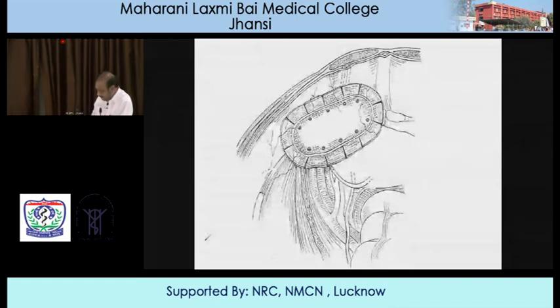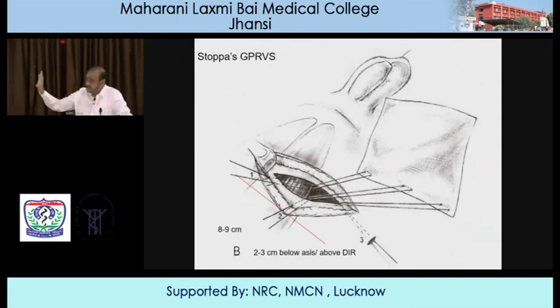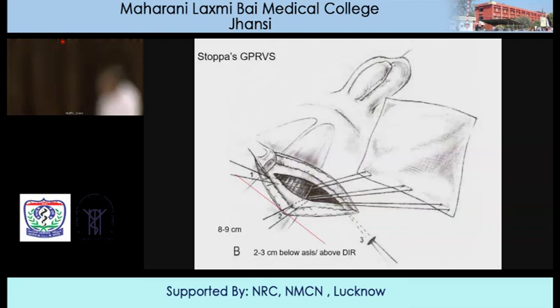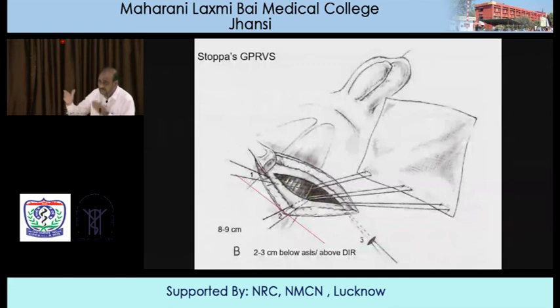Or you can have another repair, and this is basically the Stoppa repair. Now this Stoppa repair was the basis of all today's laparoscopic repair. A very, very interesting repair, but a very, very morbid repair. Why? This was an incision which was extending right from one end to the other end of the lower abdomen. That means from DIR on one side to DIR on the opposite side. You can well imagine the largeness of the incision. And then what happened? He went into the preperitoneal space.